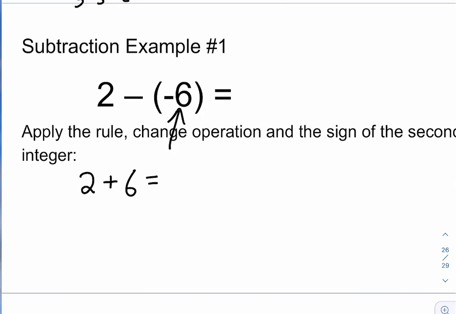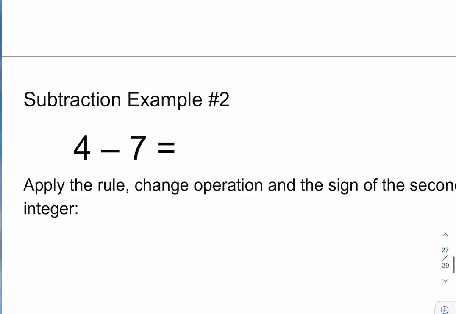These two have the same sign, so I'm going to keep them as a positive and add the digits together. So it's going to be 8. The answer to the question 2 subtract negative 6 is positive 8. Another example, 4 subtract 7.